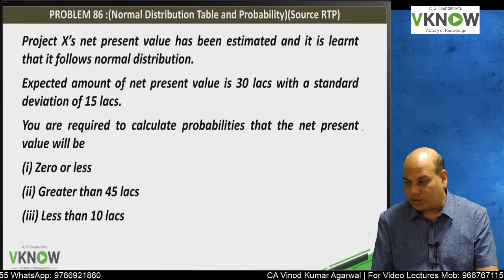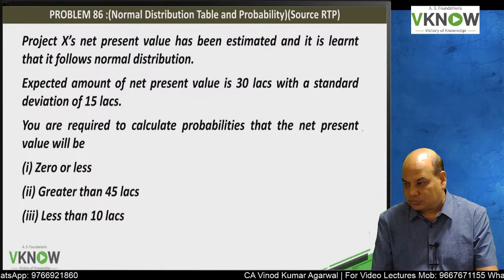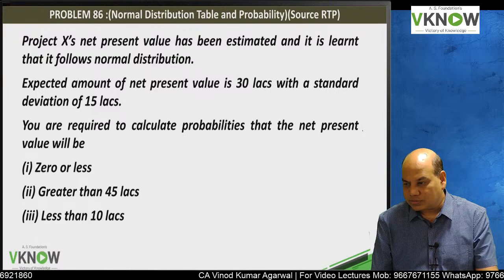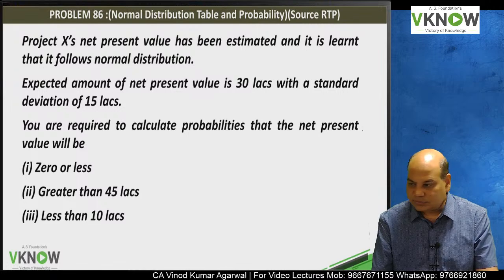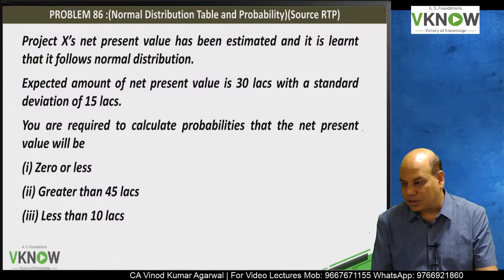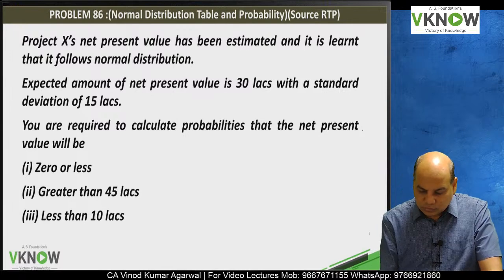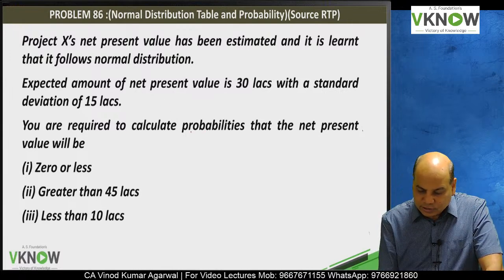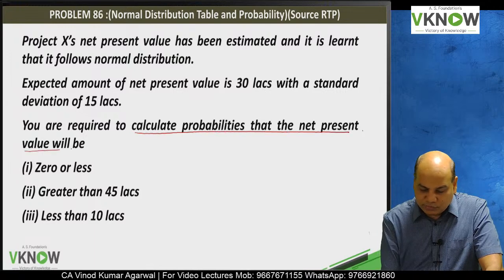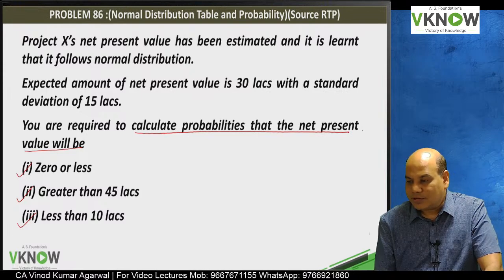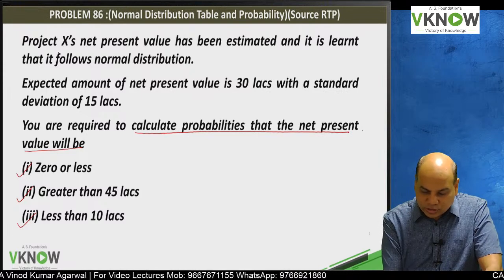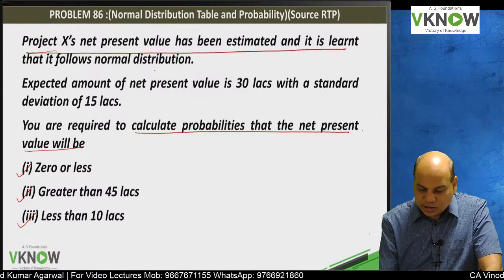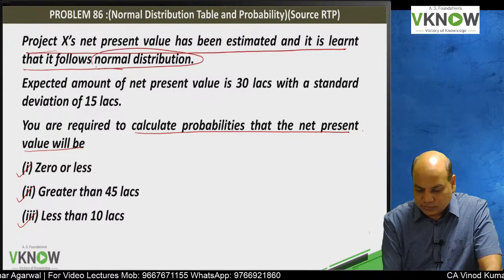Project X NPV has been estimated, and it is learned that it follows normal distribution. Expected amount of NPV is 30 lakh with a standard deviation of 15 lakh. You are required to calculate the probabilities that NPV will be 0 or less, greater than 45 lakh, less than 10 lakh. And there is a note, NPV has been estimated and follows normal distribution.